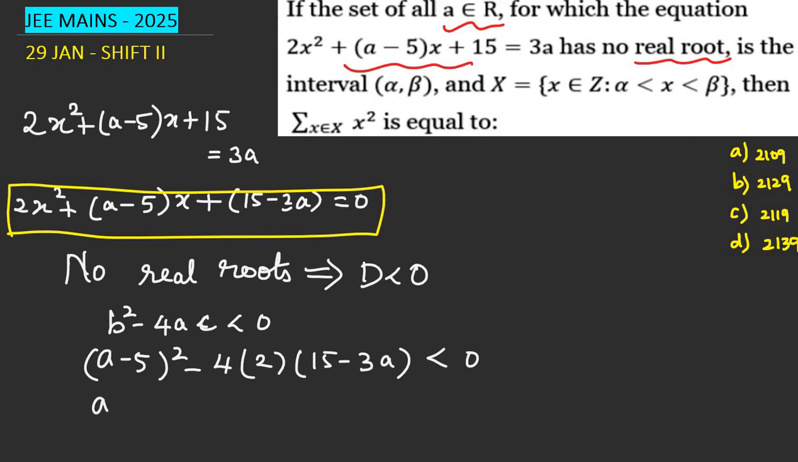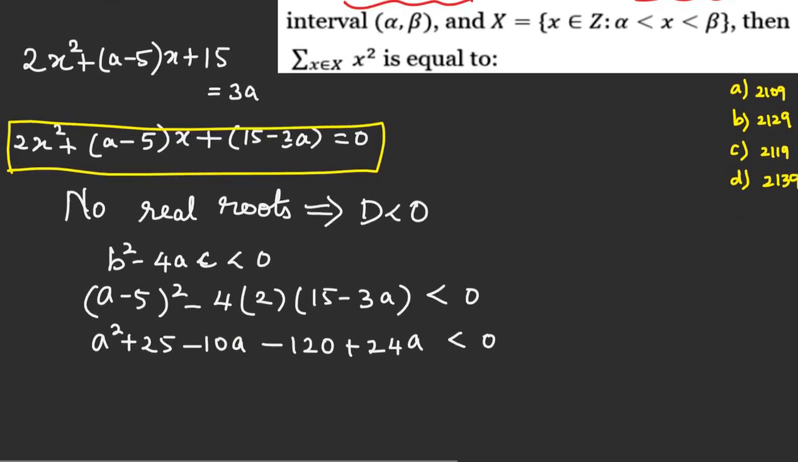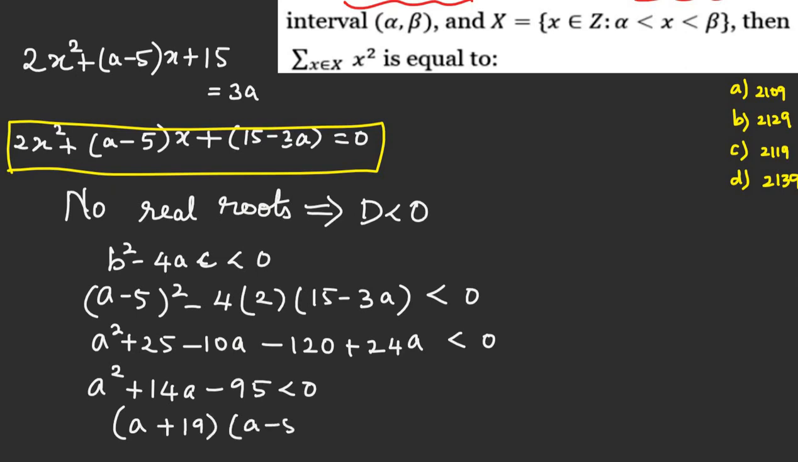Simplifying the equation, we get a square plus 25 minus 10a minus 8 into 15 minus 120, minus into minus plus 24a is less than 0. The equation is rewritten as a squared plus 14a minus 95 is less than 0. And the factors are a plus 19 into a minus 5 is less than 0. So the values of a are, a belongs to the open interval minus 19 and 5.